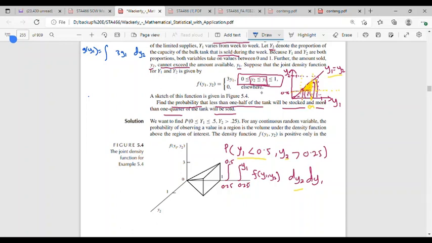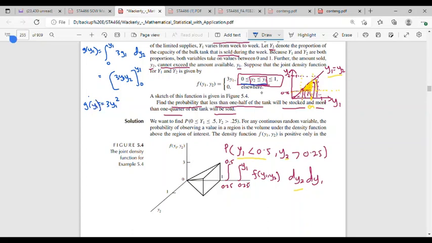Okay, so here for y2, it will be from 0 until y1. Okay, let's do this. So it will be 3y1 by 2, right? 0, y1. Replace y1 here with y2 because we integrated with respect to y2. So you will get 3y1 square.